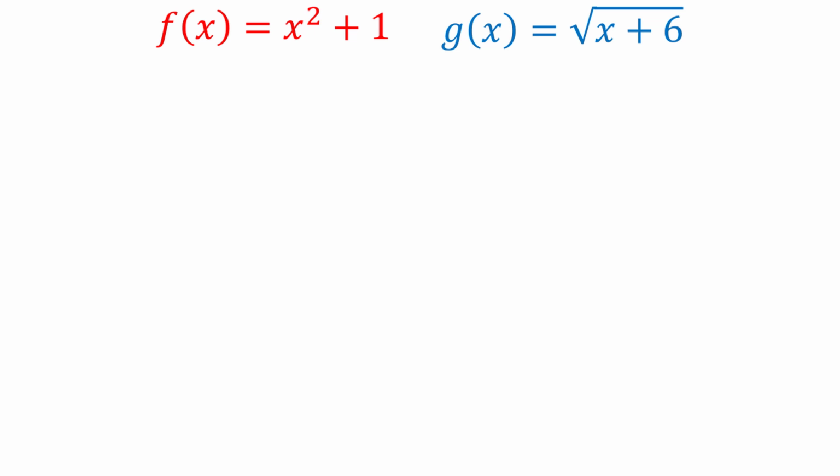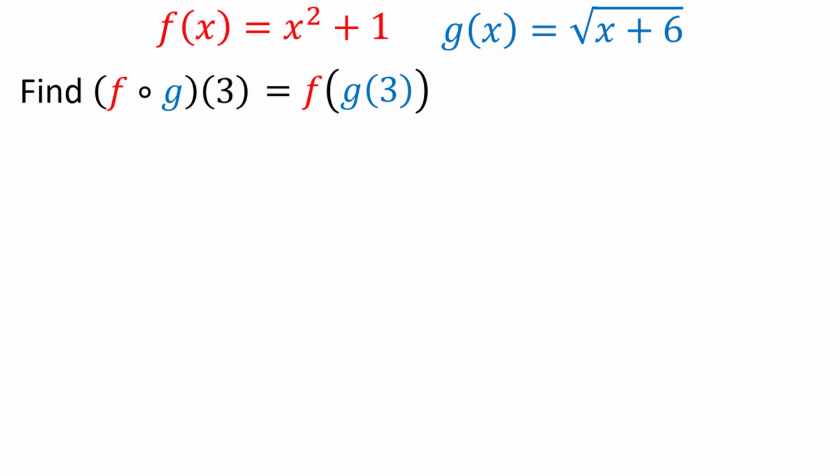Welcome, my friends. Consider the functions f(x) = x² + 1 and g(x) = √(x + 6). Let's say we want to find f(g(3)). This is just a fancy way of writing that we want to find f of g of 3. Or in other words, working from the inside out, we need to evaluate function g at the value 3 and then use whatever that output is as the input into function f.